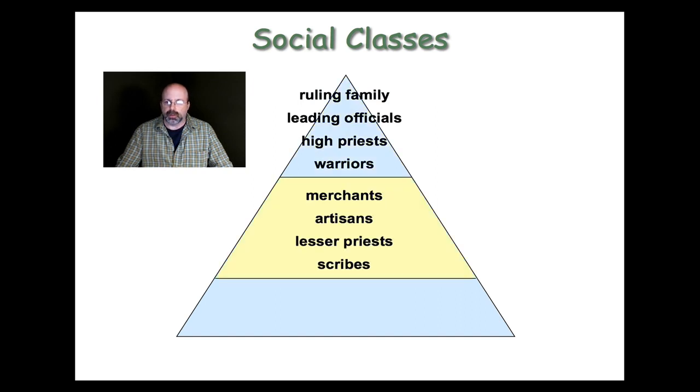Okay, and the next group would have been merchants, artisans, maybe some of the lesser priests and the scribes, who did most of the record keeping and the writing and reading, as opposed to the higher-level religious interpretation. And then at the bottom we would have had peasant farmers and maybe slaves. So this social class structure would have been very typical of what you would have found in the Mesopotamian world.